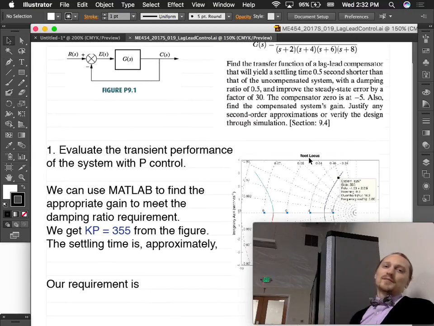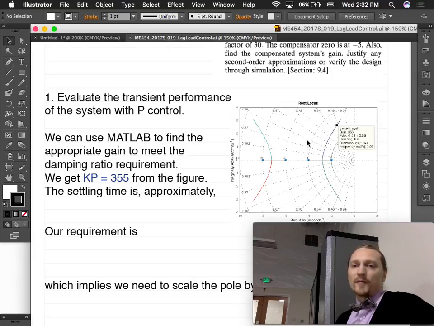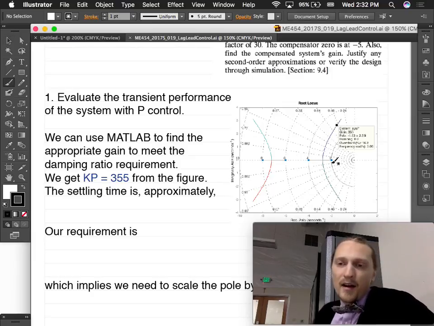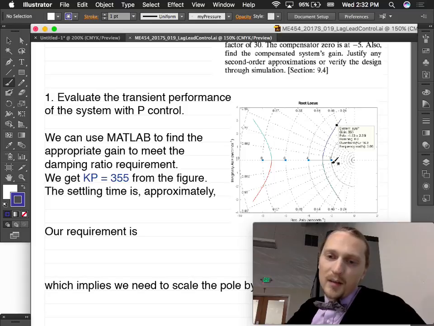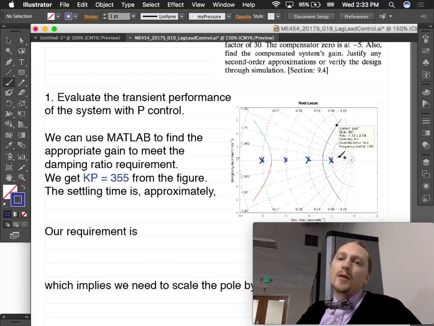So that's happening. So the first thing that we do, step 1, is evaluate the transient response with P control. So we want to see, how well can we do with just P control. We'll look at a root locus plot, and we have a pole at -2, -4, a pole at -6, and a pole at -8. And so the root locus is on the real axis there, and on the real axis there, and then it splits off this way, and this way, and this way, and this way.